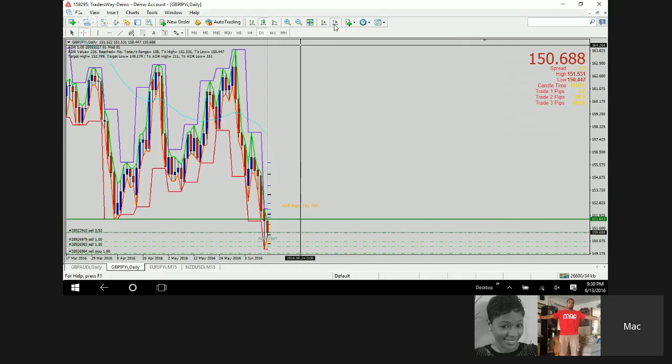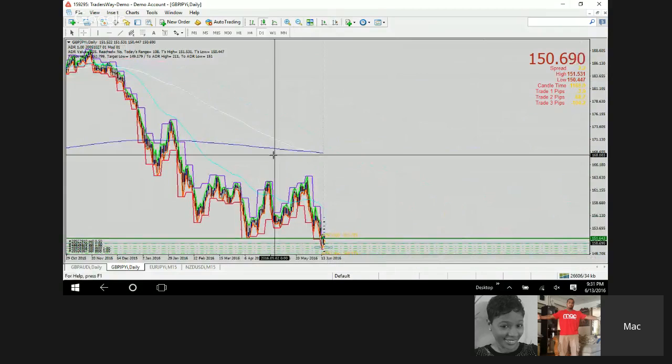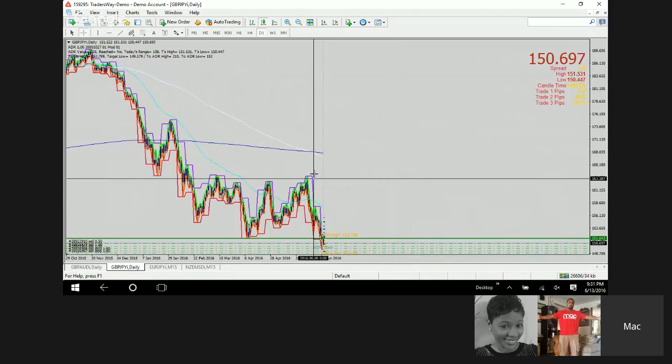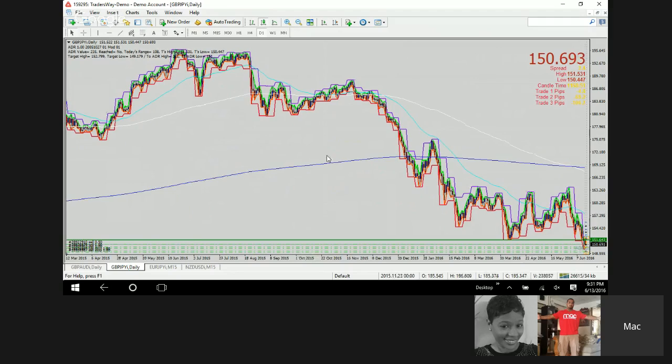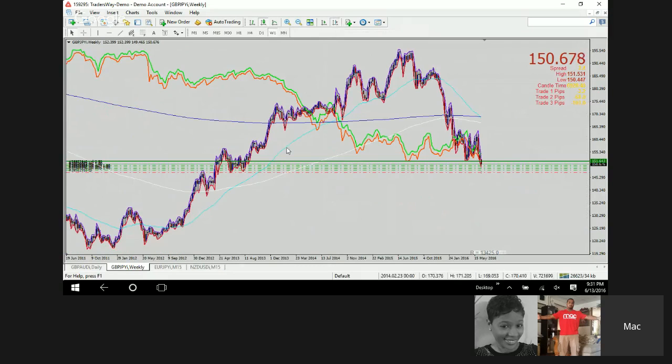So then you zoom out, and you look for areas where that same area has been held. You might go back for days before you find that, or you can go back years. It doesn't matter. The farther back it goes, the stronger it is.